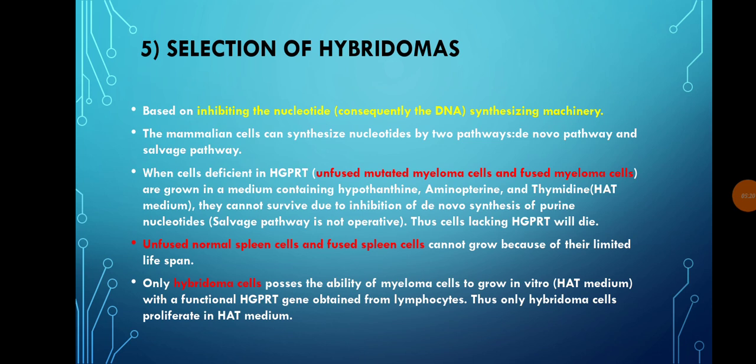When cells deficient in HGPRT are grown in a medium containing hypoxanthine, aminopterin and thymidine, they cannot survive due to inhibition of de novo synthesis of purine nucleotides. Thus, cells lacking HGPRT will die. Unfused normal spleen cells and fused spleen cells cannot grow because of their limited lifespan. Only hybridoma cells possess the ability of myeloma cells to grow in vitro, with a functional HGPRT gene obtained from lymphocytes. Thus, only hybridoma cells proliferate in HAT medium.